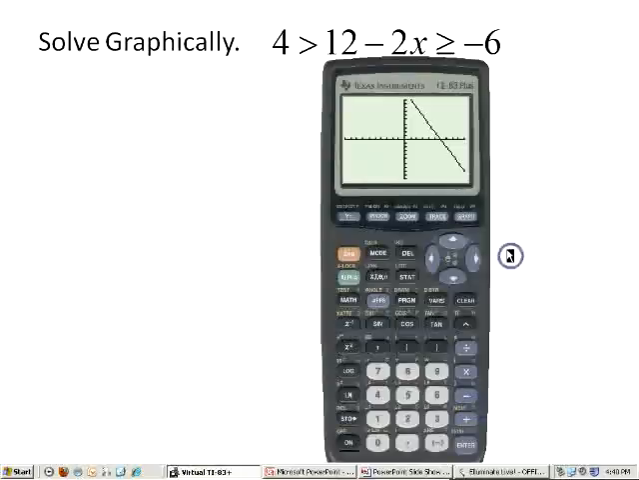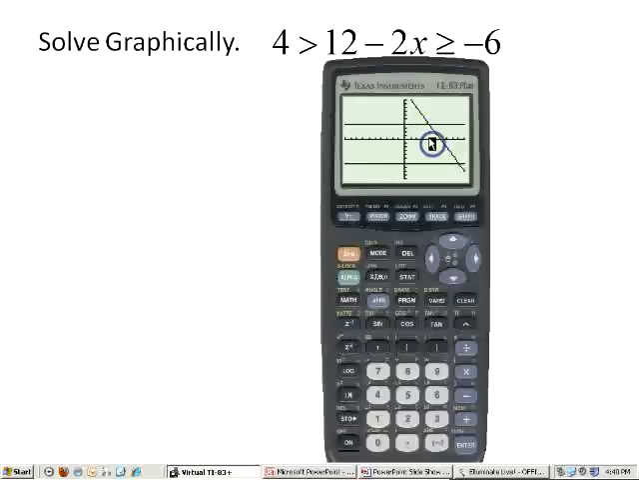I want to know where this line has y values that are less than 4, 1, 2, 3, 4, right here, and greater than negative 6. So negative 6 is down here. So in my y equals, I want y2 to be 4 and y3 to be -6. And I see the portion of that graph that corresponds between those two is this portion right here.